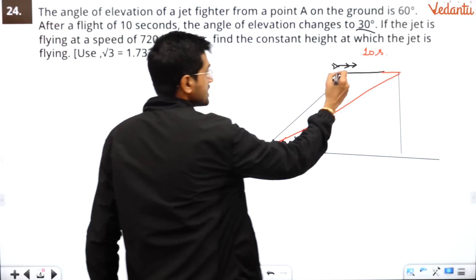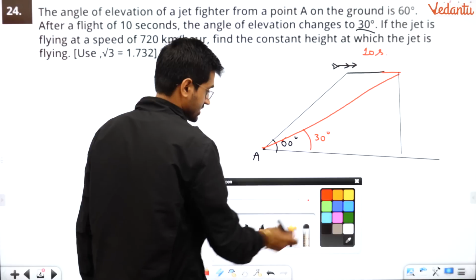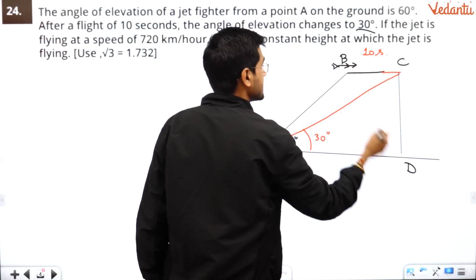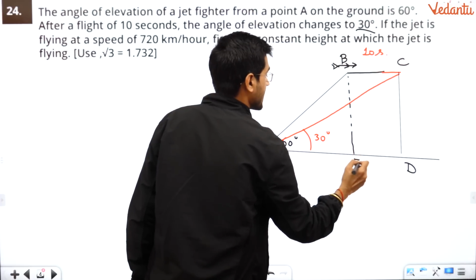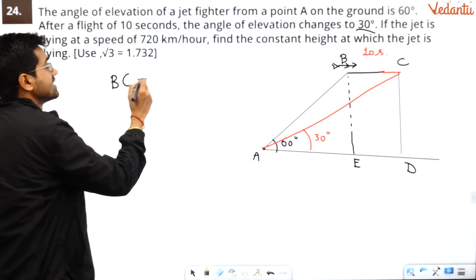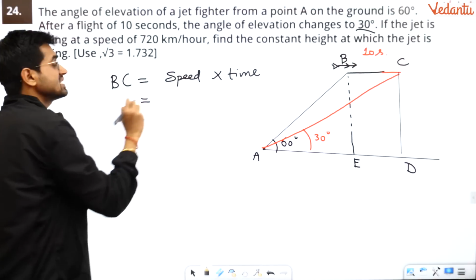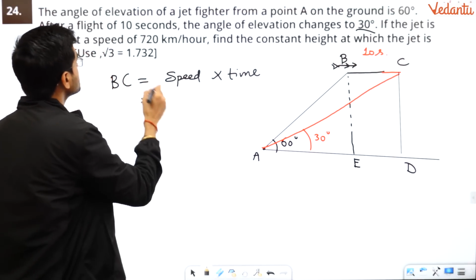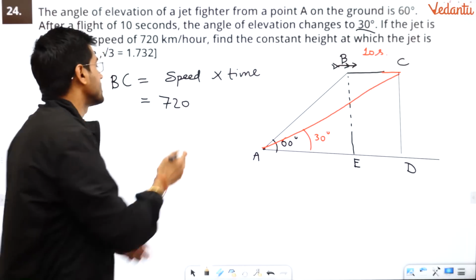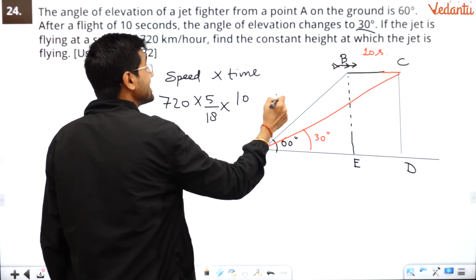It has traveled from this point, say B, to this point C. Consider this as D, drop a perpendicular like this, consider it as E. Now it has traveled a distance BC. So BC is equal to what? Distance is speed into time. I know the speed is in kilometers per hour. We need to change it into meters per second, which is easy: just multiply by 5 by 18. And time is equal to 10 seconds. Now the distance will be in meters.